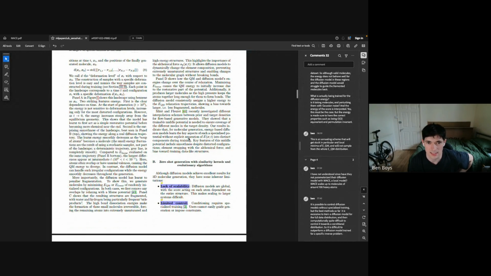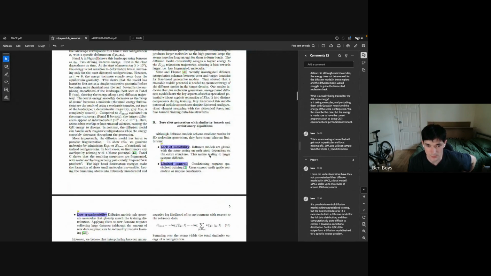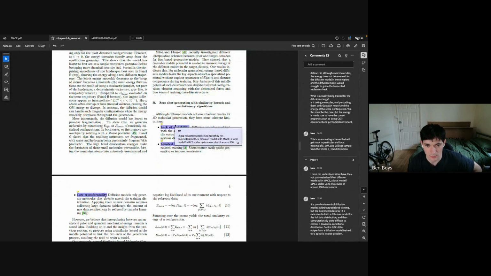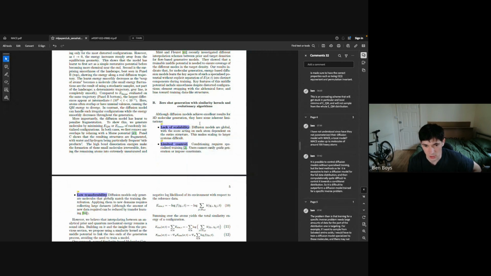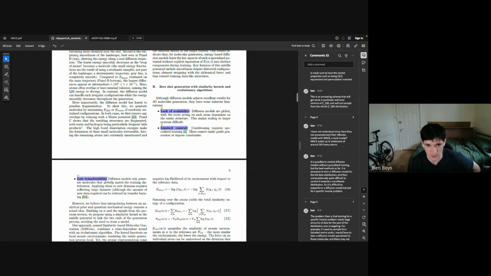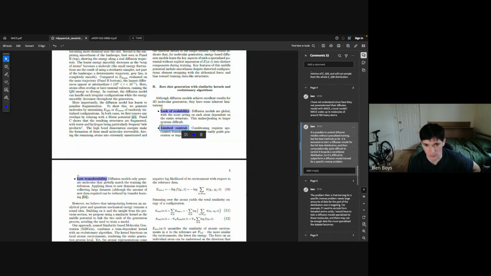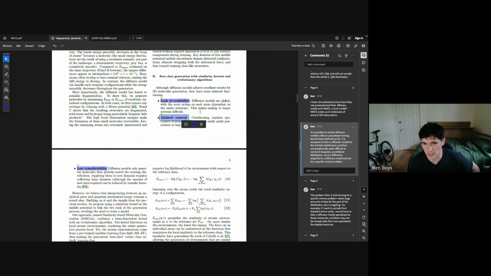So those are the lessons that have been learned from this. But there are some problems with diffusion: lack of scalability, because they're global models that depend on every atom and are not local, so not message passing. In this case, I think they have defined them as being message passing. It's also limited control, so controlling diffusion models requires specialized training.